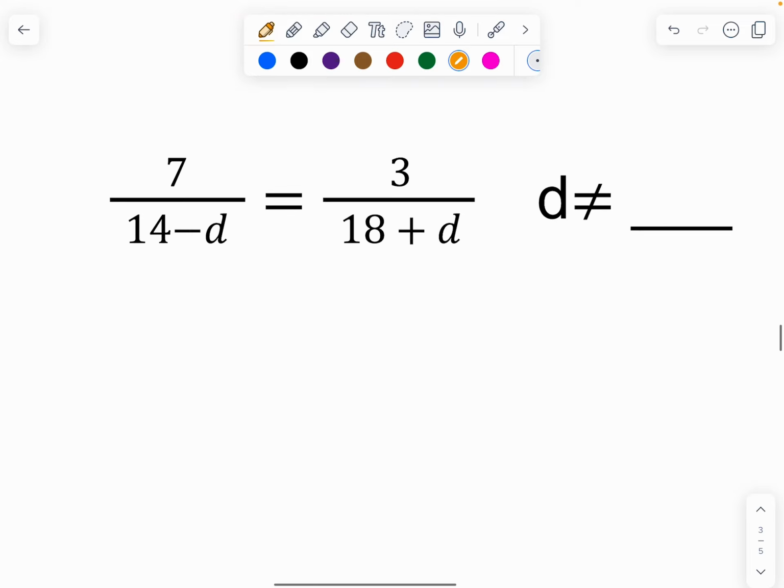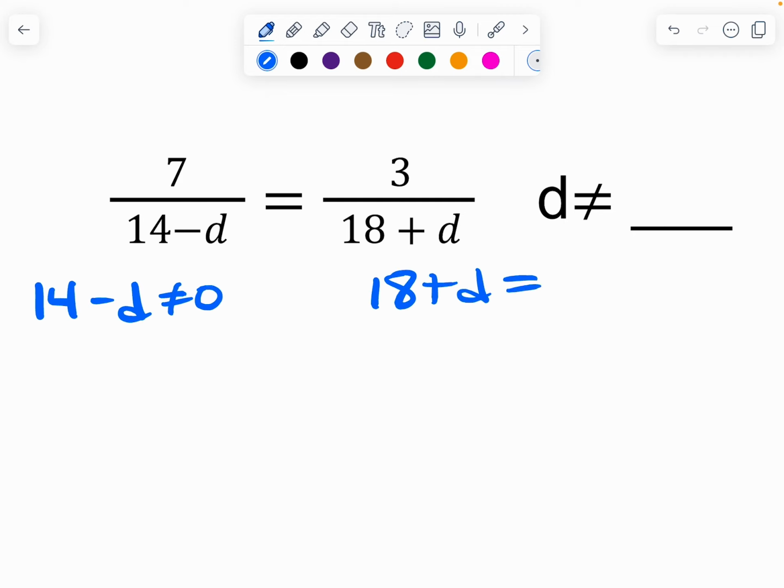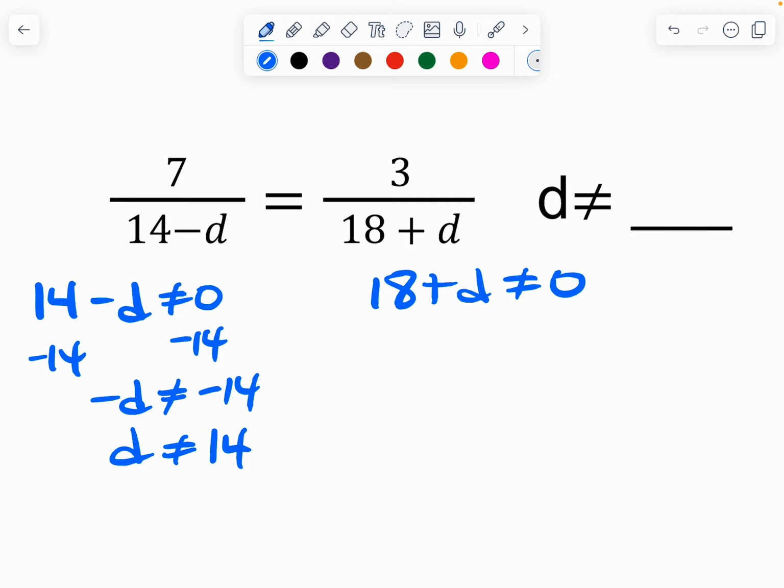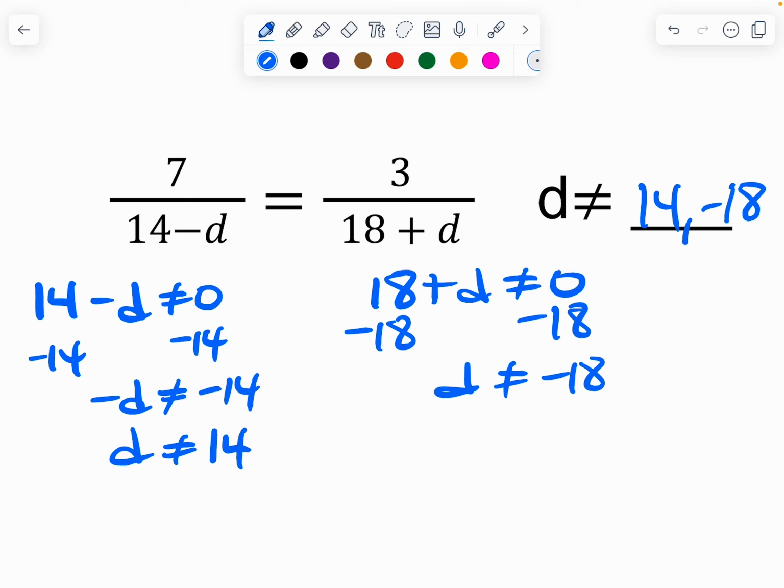Okay, so the same thing here. I have to figure out what the denominator can't equal. So 14 minus d cannot equal 0, and 18 plus d cannot equal 0. So I subtract 14. I get negative d cannot equal negative 14. So d cannot equal positive 14. Subtract 18, and d cannot equal negative 18. So 14 and negative 18.